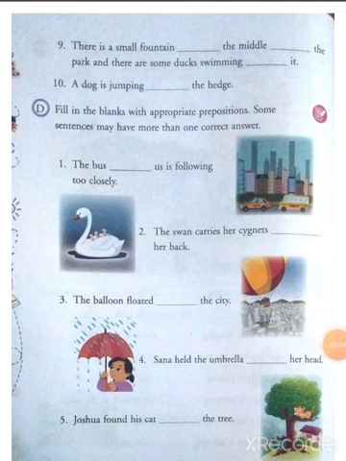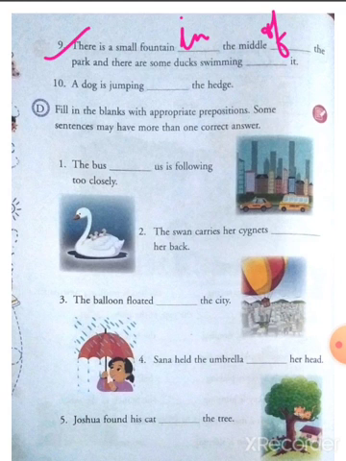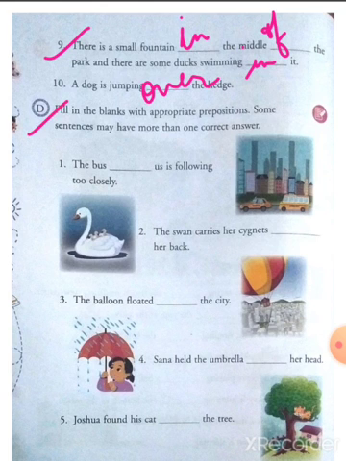Okay, now the next page. There is a small fountain in the middle of the park and there are some ducks swimming in it. A dog is jumping over the hedge. Now the exercise D. Fill in the blanks with appropriate prepositions. Some sentences may have more than one correct answer.